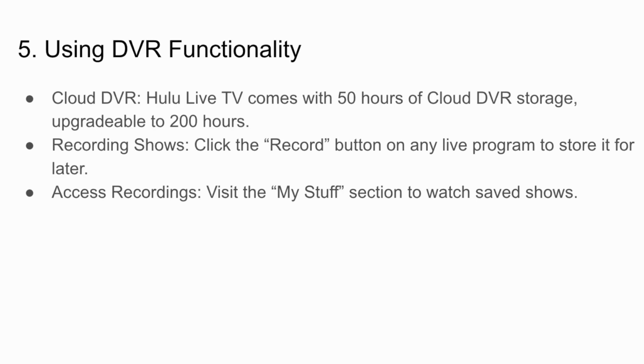Step 5. Using DVR functionality. DVR functionality means you can record live programs and store them in the cloud. You'll have 50 hours of cloud DVR storage and you can upgrade it to 200 hours. You can click the record button on any live program to store it for later. To access the recordings, visit the My Stuff section to watch saved shows.